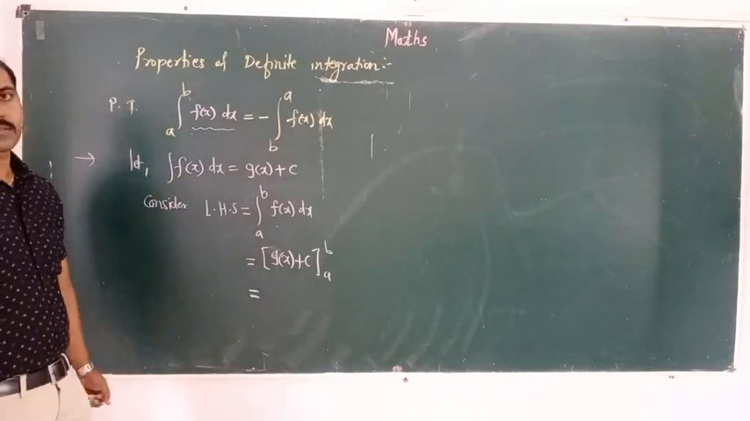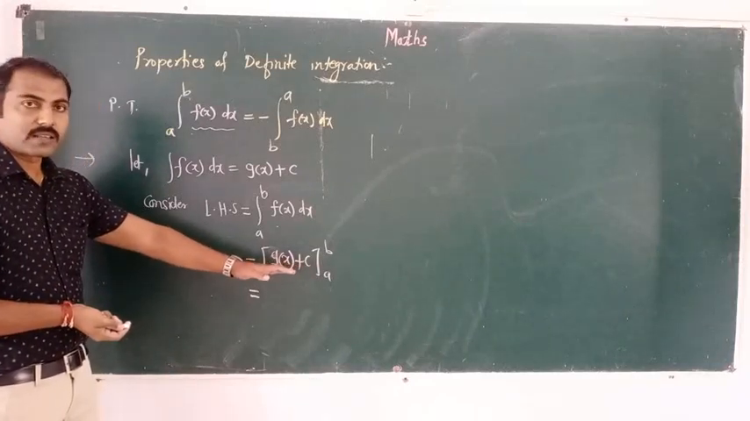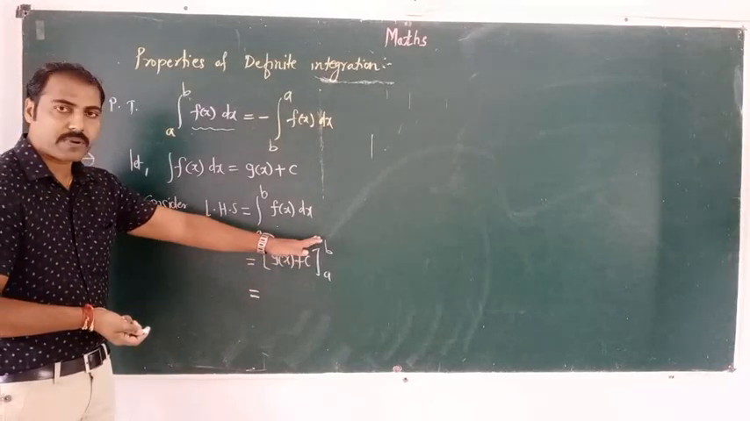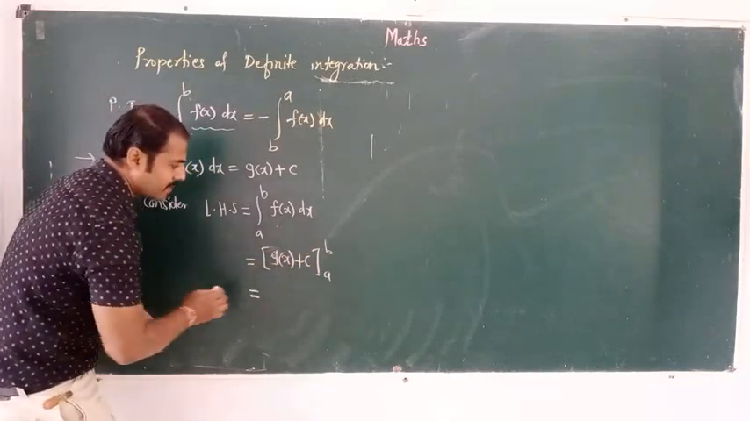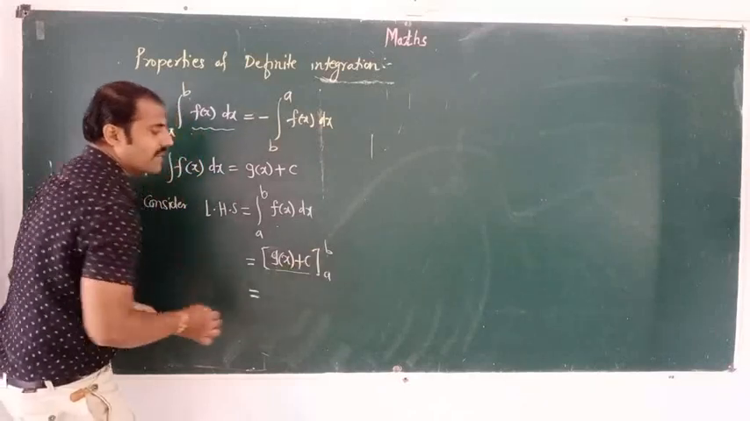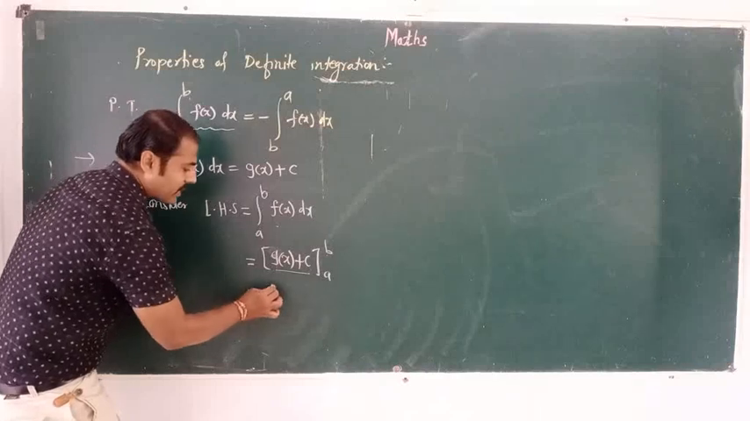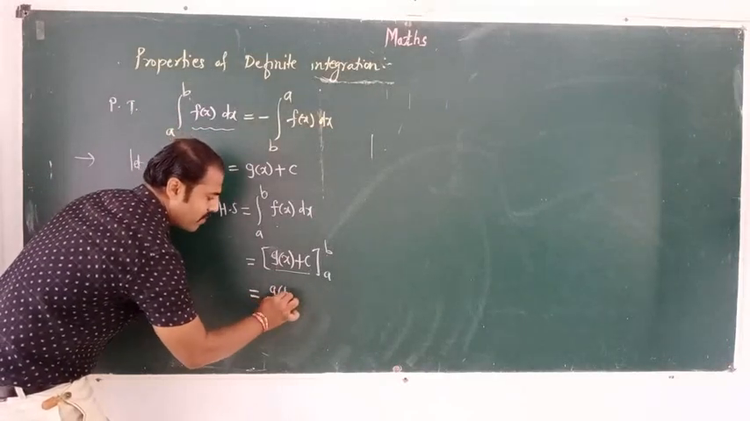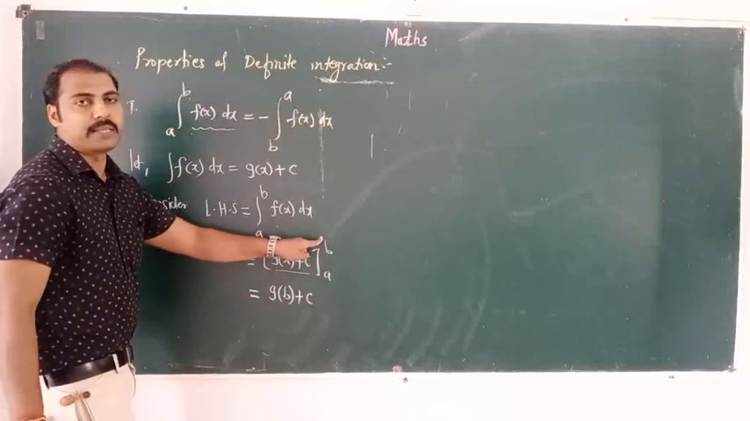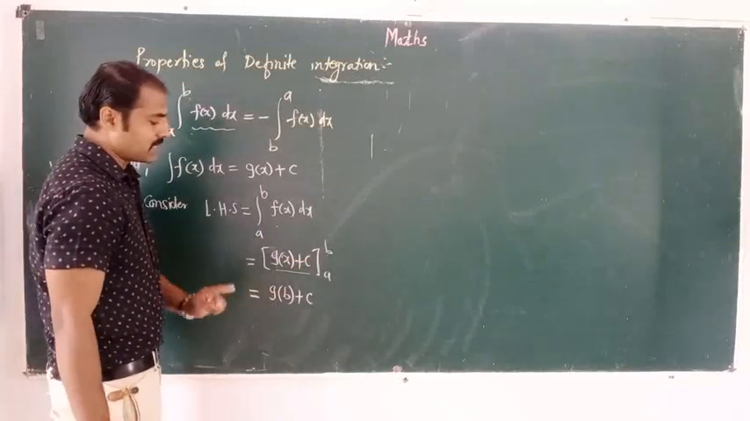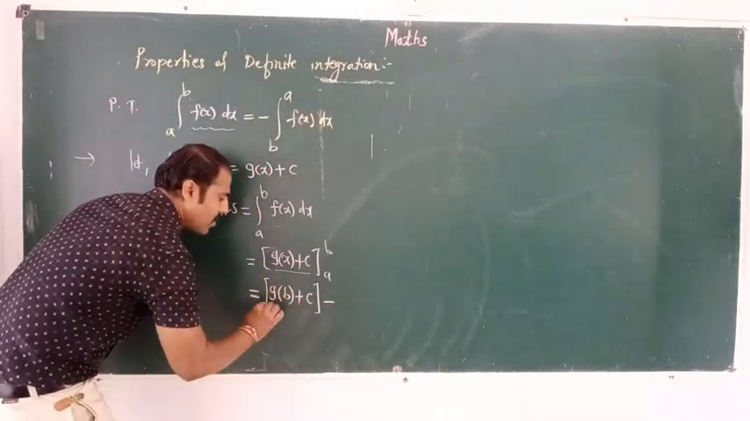Which is equal to, from the first or fundamental theorem of integral calculus, we calculate the value of the primitive at the upper limit minus the value of the primitive at the lower limit. Put the value of the primitive at the upper limit. This is the primitive and it is a function of x. So put x is equal to b. We get g of b plus c. Replace x by b: g of b plus c. c is a constant. Minus the value of the primitive at the lower limit.